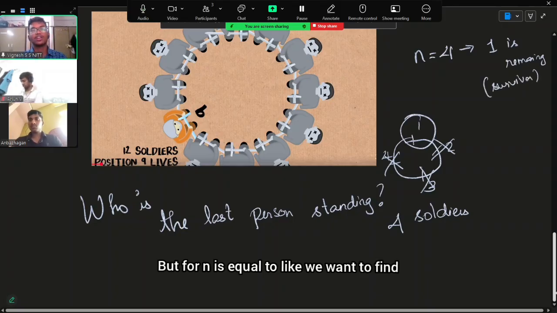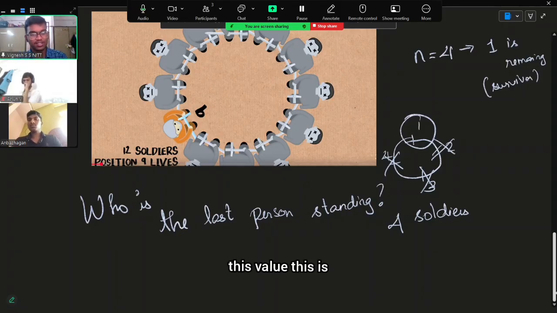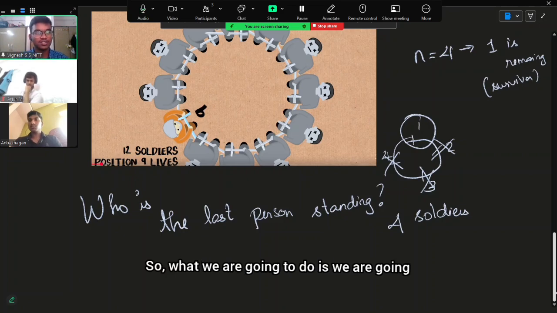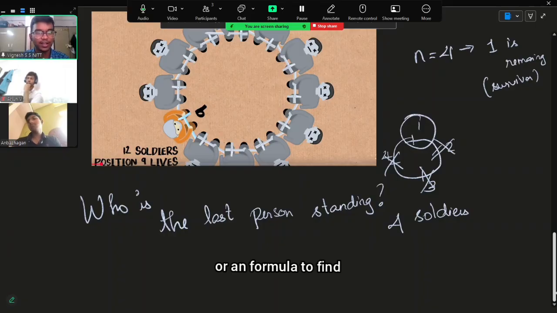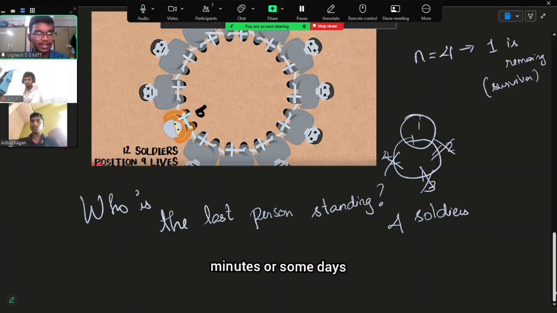But we want to find it for any n. In mathematics, we can't say this for each value by drawing the entire circle. So what we are going to do is generalize an equation or a formula to find where this person should stand. Okay. So now the question comes. Suppose we can do this in some 15-20 minutes or some days. We can solve this problem in computer science, and it will be even more generalized.